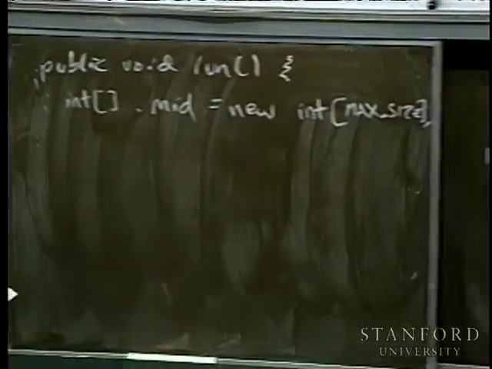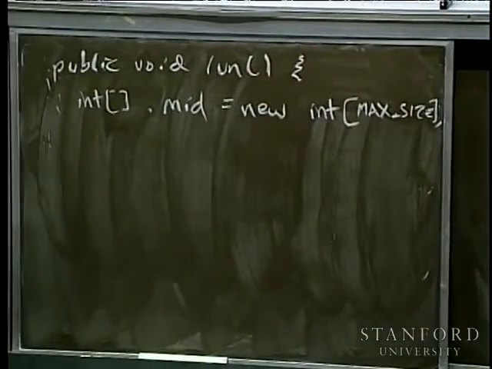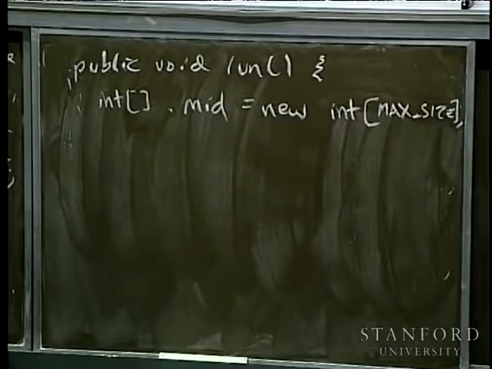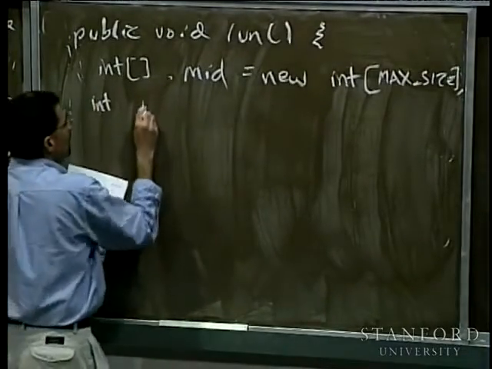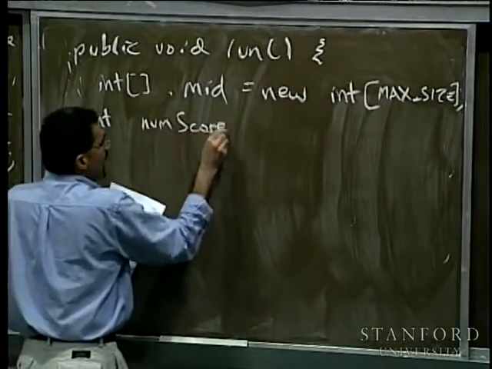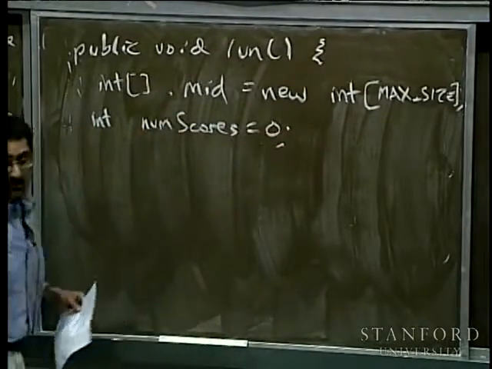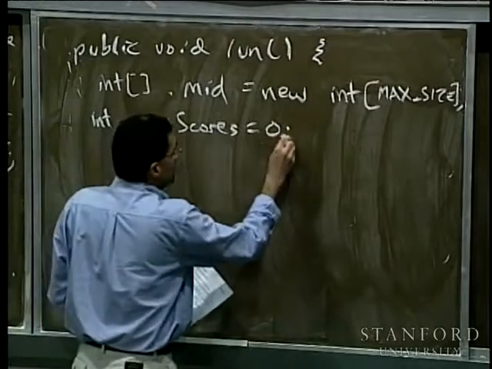And life is good. And I say, oh, that's great, but I don't know how many scores I actually have, so I want to keep track of the effective size to remember how many scores I have. So I'm going to keep track of an extra integer in here called num scores, and I'm going to set that equal to 0, because to begin with, I don't have any scores that the user has given me.